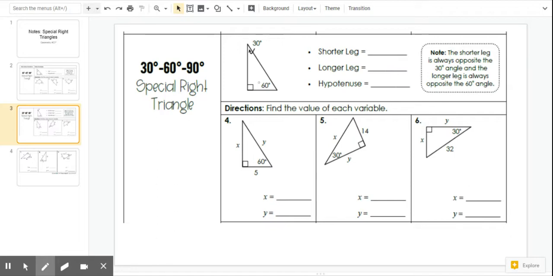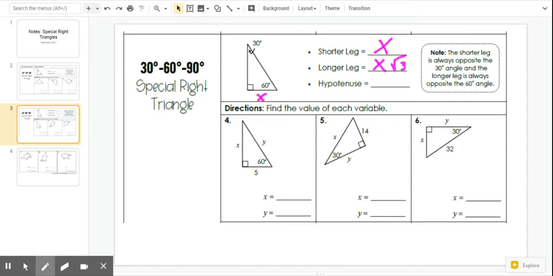So here's what happens with this one. The shorter leg is going to be across from the shortest angle. So the shorter leg is always across the triangle from 30. If we call the shorter leg x, the longer leg is the one across from 60. That's always going to be x times the square root of 3.